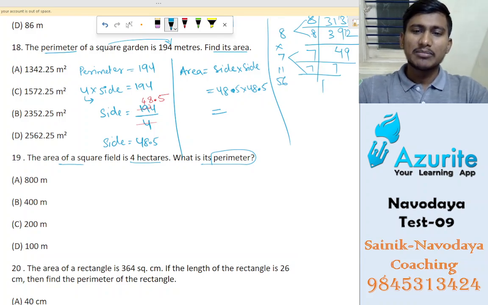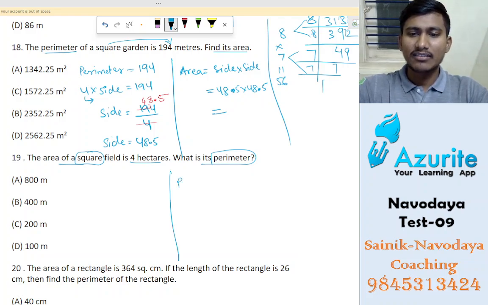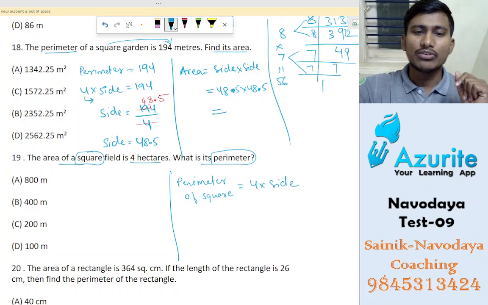how do we find the perimeter of a square? Tell me. 4 into side. Yes, the perimeter of a square is 4 into side. So we need the side. So we need to find the side. What do we have? We have the area of the square.